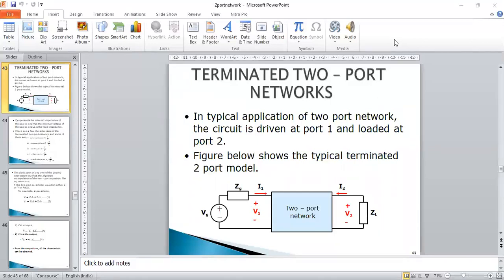basically, the symbol of a terminated two-port network is given below, in which some impedance is connected at the input side, and the load impedance is connected to the output side. So this type of parameter gives the relationship between the input characteristic and the output characteristic of the given system. So let's start with this two-port network. What we have to study is the characteristic of this terminated two-port network, right?